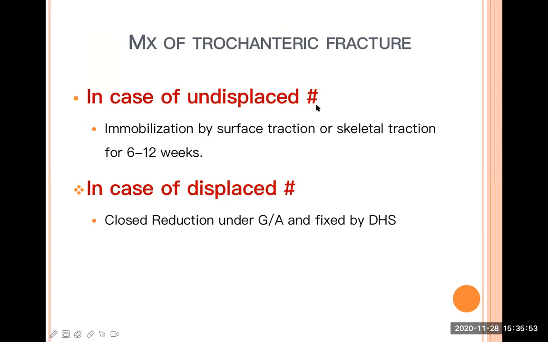Now, in case of undisplaced trochanteric fracture, we go for immobilization by surface traction or skeletal traction for 6 to 12 weeks. Remember, in the beginning of the fracture lecture, we talked about this. This is one of the types of management of the fracture in that region. Surface traction or skeletal traction for 6 to 12 weeks. And in case of displaced fracture, you have to go for closed reduction under general anesthesia and fixed by dynamic hip screw, or open reduction and fixed by dynamic hip screw. All these things are quite important.